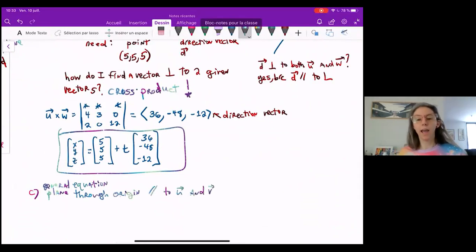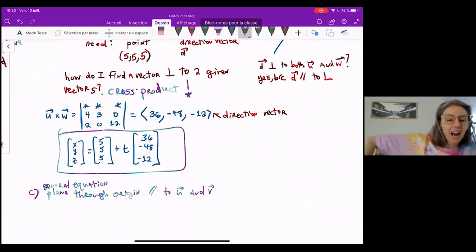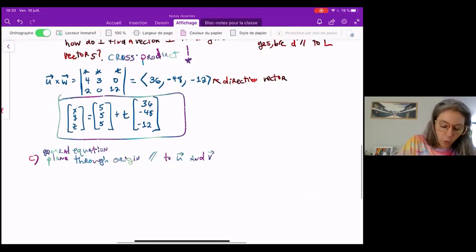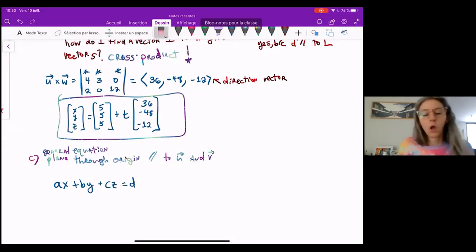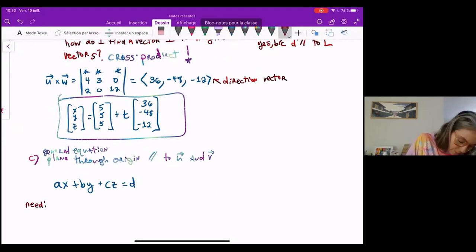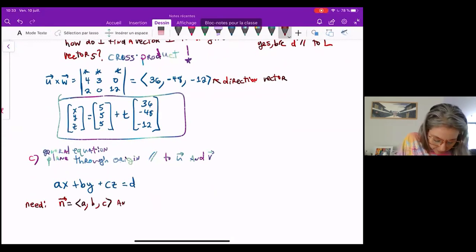Okay, so again, we're going to start off by writing our generic equation. But this time that generic equation is not a vector equation, it's the general equation. So you need to be really comfortable with both of these. My general equation for a plane looks like this, where what I need is the A, B, C, and that's my normal vector. And I need a point in order to solve for D.